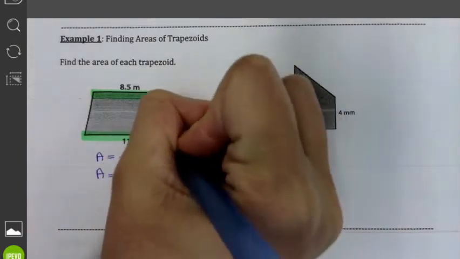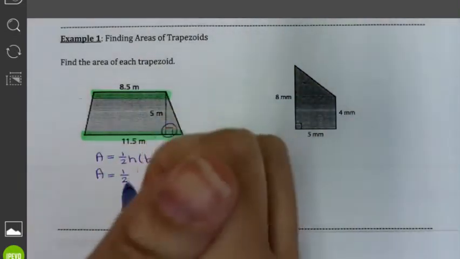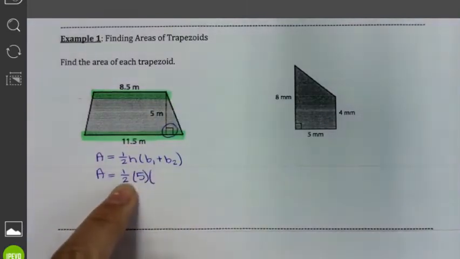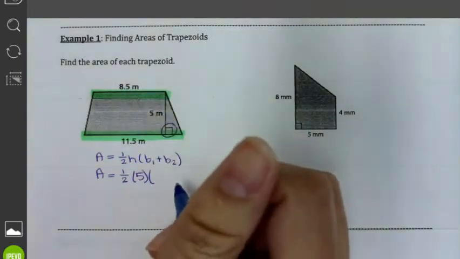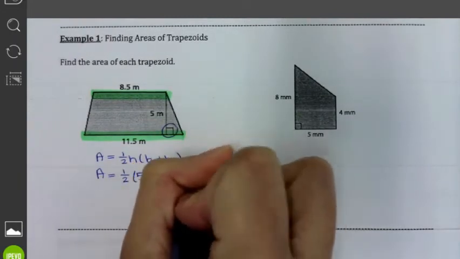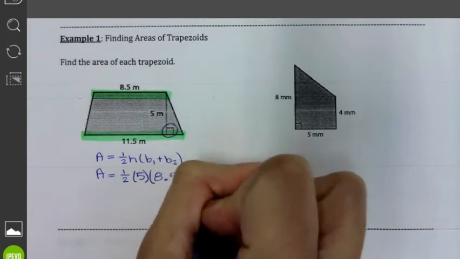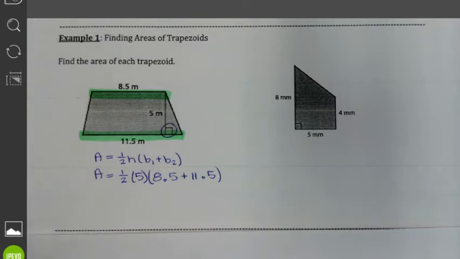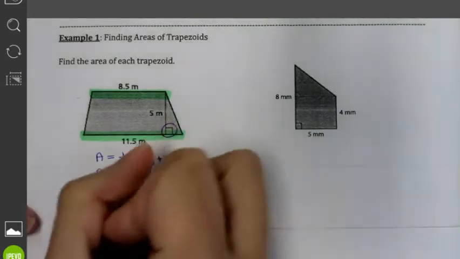So I look for the right angle for my height, which is the distance between the two bases. So that's 5. I make sure I put it in parentheses to maintain the multiplication. And the two bases are 8.5 and 11.5. Now, these are interchangeable bases. It does not matter which one you put as base 1 and which one you put as base 2, because when we add numbers together, we can add in any order.